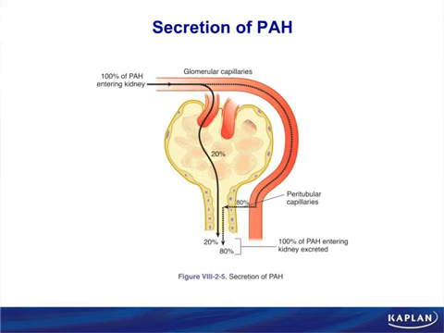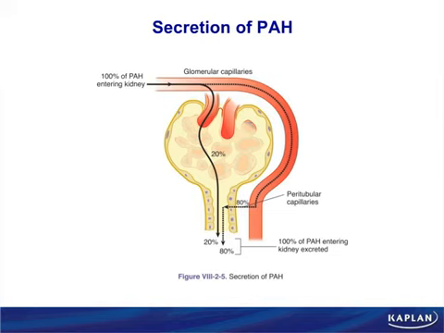So we spoke about reabsorption. Now it's time to talk about secretion. So when we talk about secretion, we always talk about PAH. PAH is used in experiments to study secretion. It's a non-natural substance that is injected in patients. It is freely filtered. It is secreted. So let's take a look at PAH.